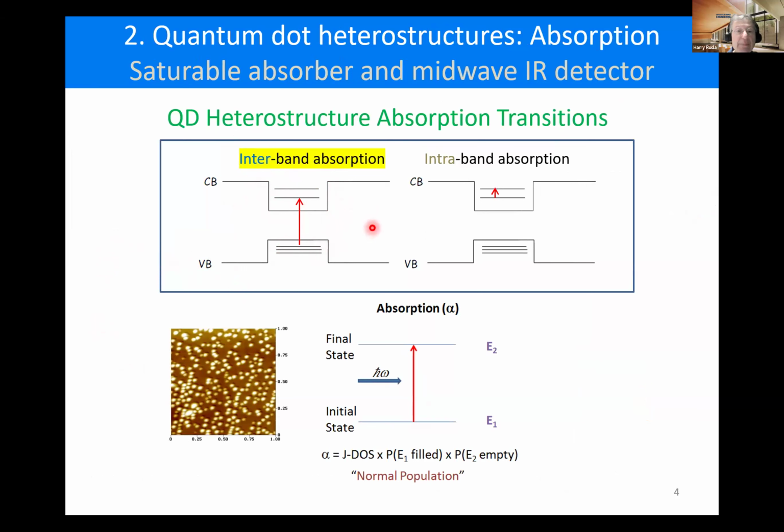So there are two types of absorption transition, which are transitions from these occupied states to these empty states here. We can either go between the valence band states and the conduction band states, or we could go between the allowed, for example, conduction band states here.